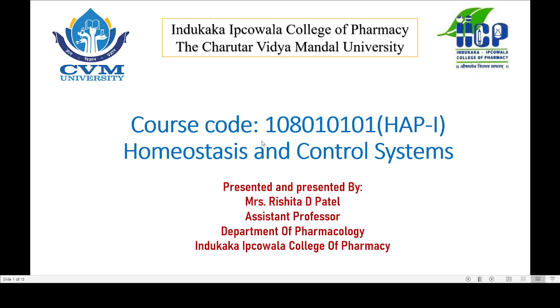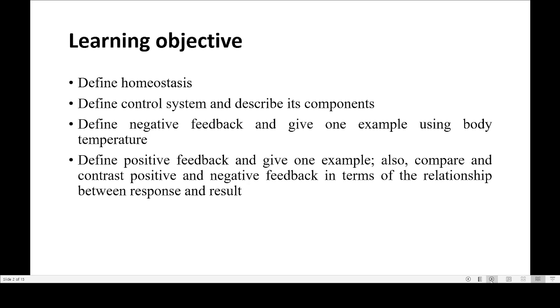Today we will be learning the topic Homeostasis and Control System. This topic is present in the course Human Anatomy and Physiology 1, represented as course code 108010101. So let's start learning. First of all, we'll see the learning objectives. After completion of this topic, you will come to know what homeostasis is, what a control system is, and you can describe its components. You can define negative feedback system with example. You can also define positive feedback system with example. Also, you can compare and contrast positive and negative feedback in terms of the relationship between responses and result.